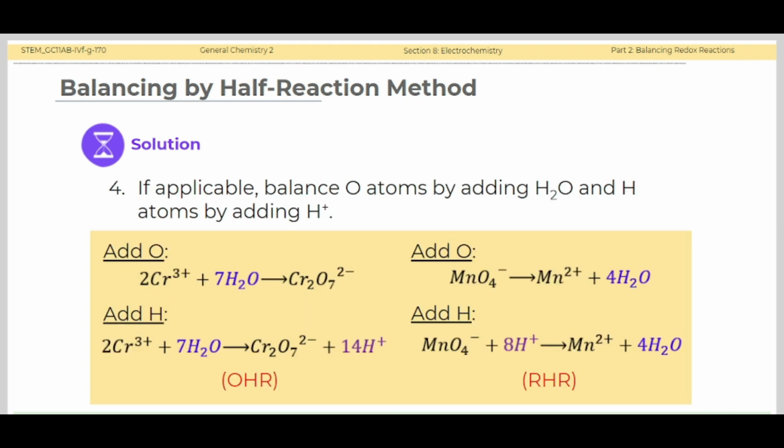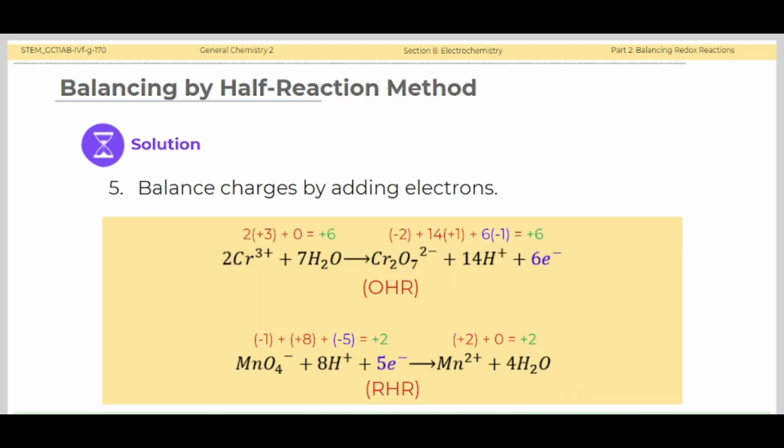4. If applicable, balance oxygen atoms by adding water and hydrogen atoms by adding hydrogen ions. As for the OHR, we can balance oxygen by adding 7 water molecules on the reactant side. In turn, hydrogen can be balanced by adding 14 hydrogen ions on the product side. On the other hand, oxygen in the RHR can be balanced by adding 4 water molecules on the product side and 8 hydrogen ions on the reactant side.